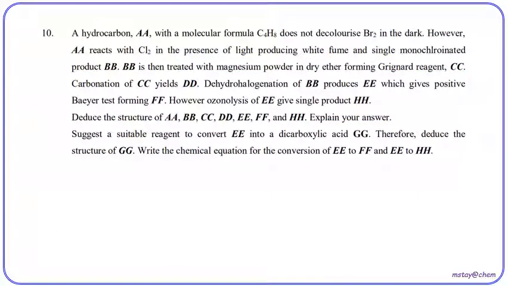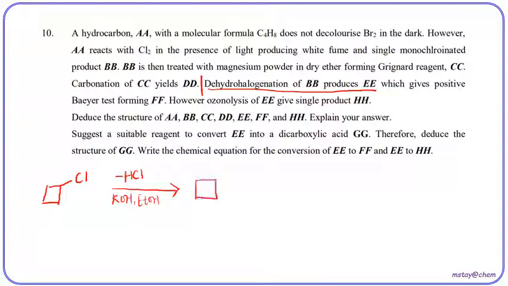Okay, we stopped at the DD just now. So we can continue with this statement. Dehydration of BB produces EE. So this is the structure for the BB just now. And then dehydrohalogenation, which basically means removing the HCl, using KOH in ethanol. So we're going to produce the EE, which is the alkene. So here, 1 mark.